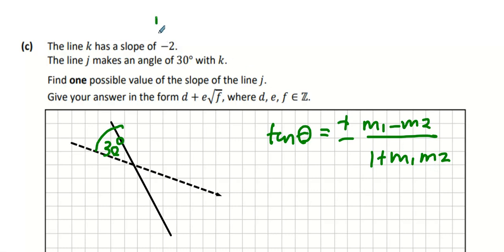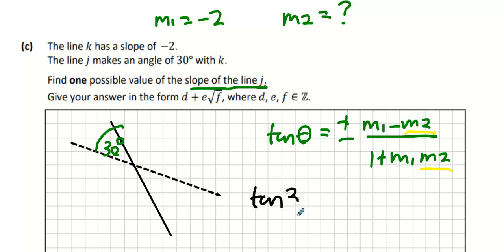Now, we know that m1 is minus 2 because that's the slope of the first line. The second slope we don't know. We do not know what m2 is. That's the point. We're trying to find the slope of the second line. So m2 therefore is the goal of the question. Okay. Now we do know the angle that both of them make together. So theta is the angle between both lines.